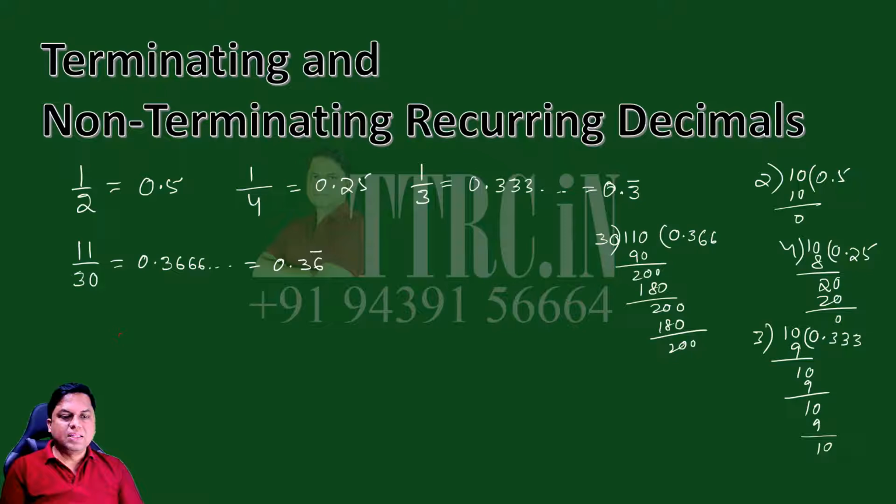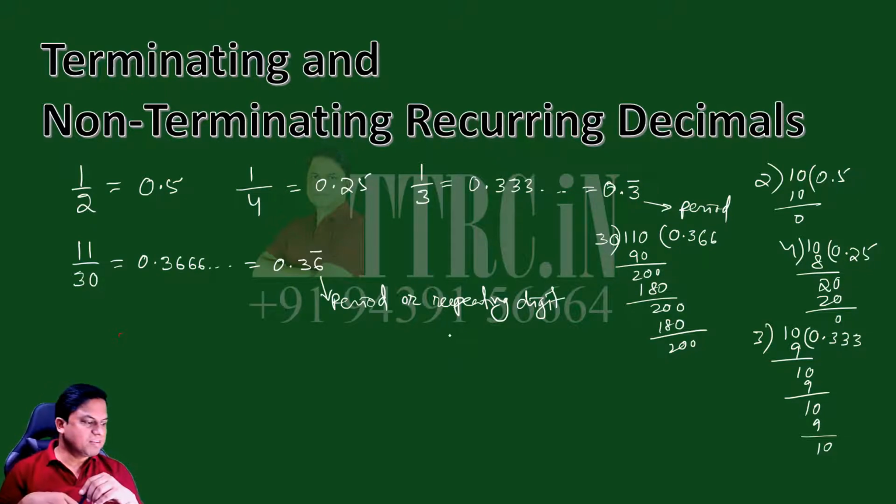Now, this 3 here is called the period, or the repeating digit. So here it is the period, and here only this 6 is the period. Or you can say the value of the repeating digit.